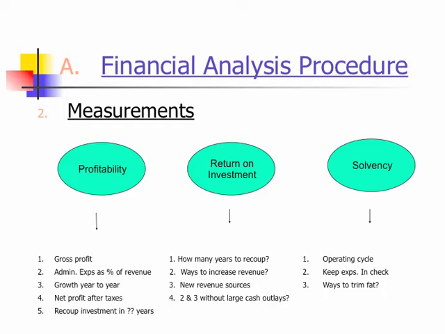What do we want to see in profitability? Well, we see these 5 points. We want to certainly have gross profit. That's one of our measurements of profitability. Administrative expenses as a percent of revenue, we want to look at that. We want to make sure that these admin expenses are not too high. And growth year to year, we want to see a business that's growing year over year. Net profit after taxes, and can we recoup our investment in a certain number of years? Same, we also have measurements on return on investments and on solvency.